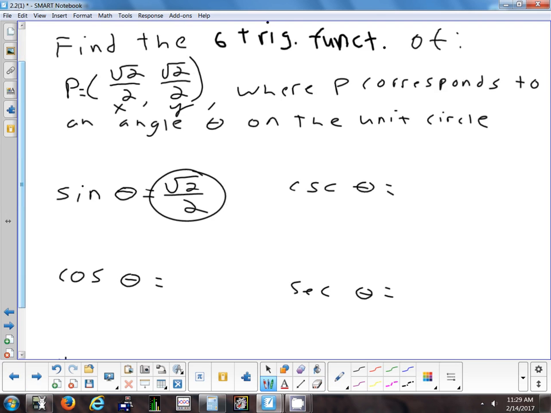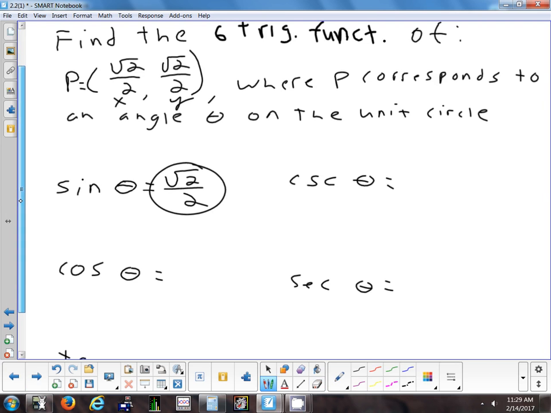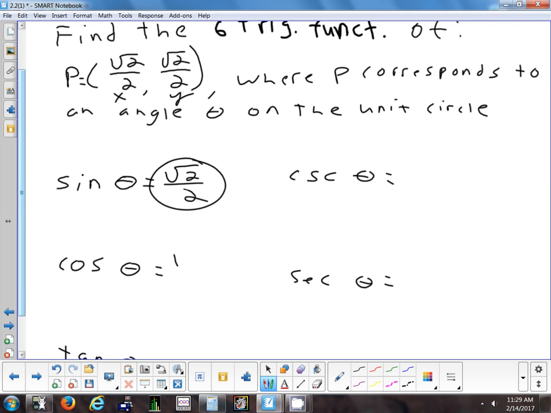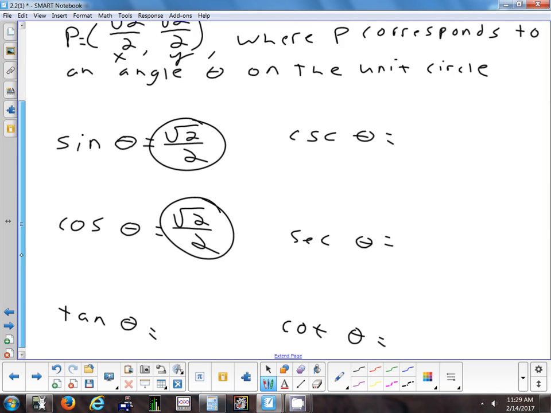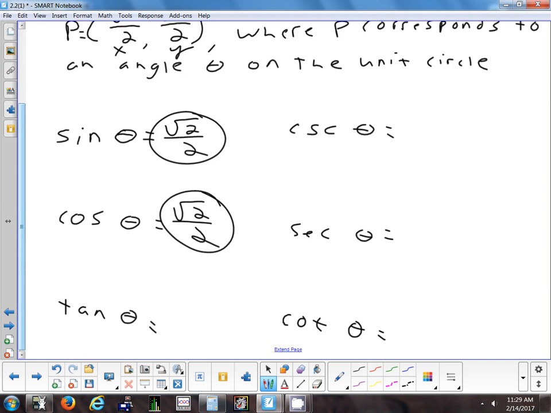Okay, Gabe, what's the definition of cosine? X value, which is also square root 2 over 2. And Becky, what's my tangent? Y over x. If you look at y and you look at x, what do you notice about y and x? They're the same. So what do you get when you divide y by x? 1. When you divide 2 things that are the same, you get 1.